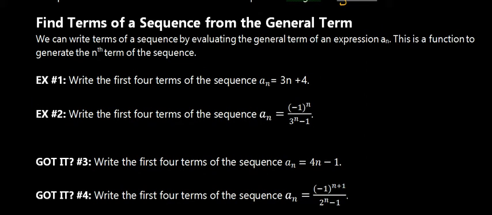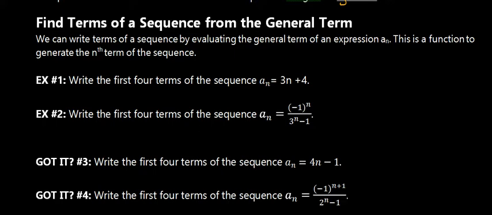Let's go ahead and find the terms of a sequence from a general term. That means we can write the terms of a sequence by evaluating the general term, or what we're going to call a general function. You can think about it as a general function, defining what is happening to a sub n in this expression that we are going to plug our domain into to generate the terms of the sequence.